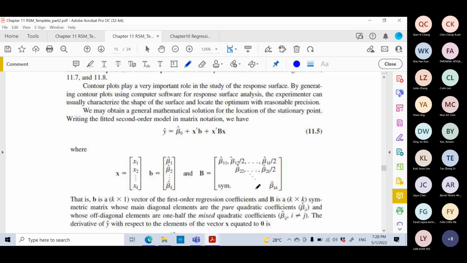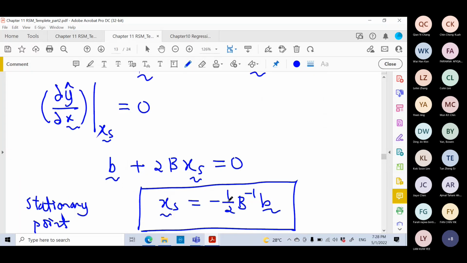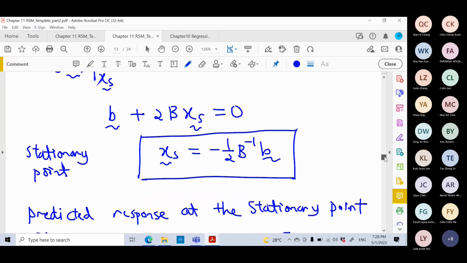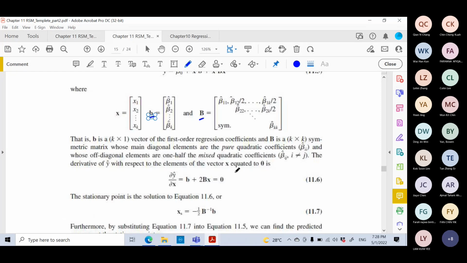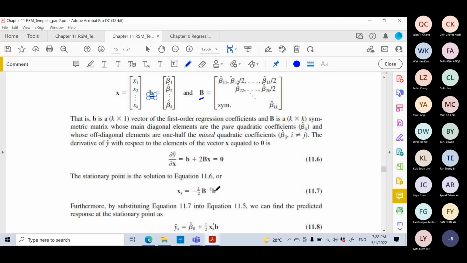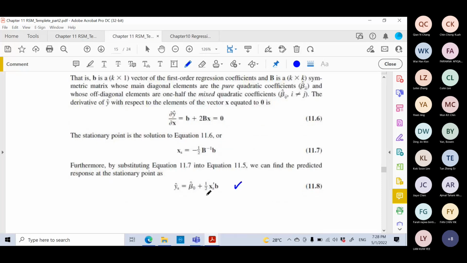So this is how you identify the small letter b and the capital B. After you get them, you get your equation of the stationary point. You just find the capital B inverse, multiply by b, then multiply by minus half, and you get your stationary point. This is the general case up to k levels. Now I have shown you how to get this equation, and the stationary point I also solve here.